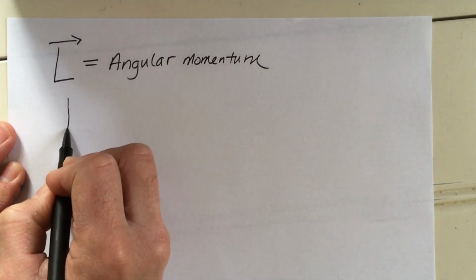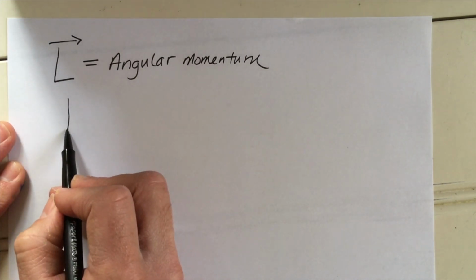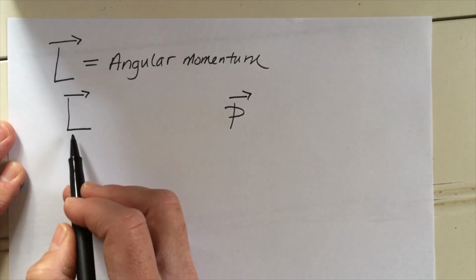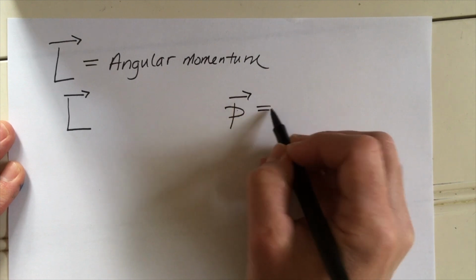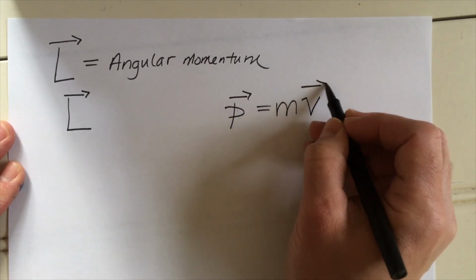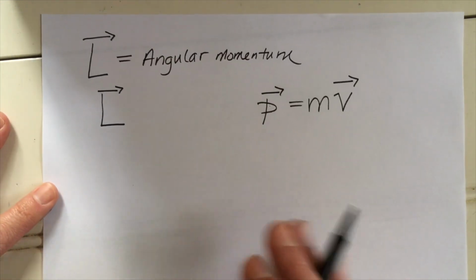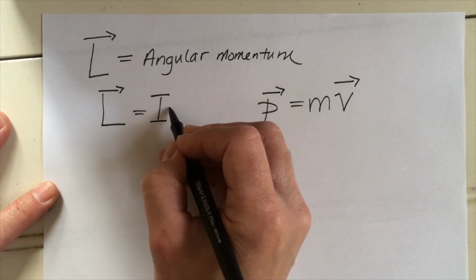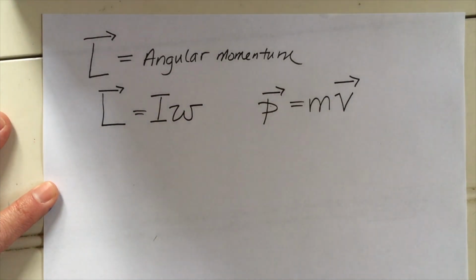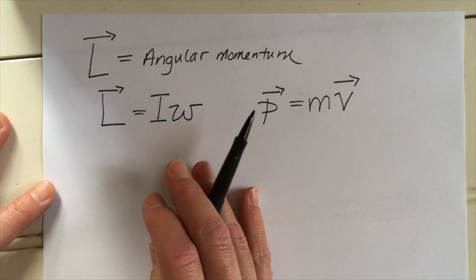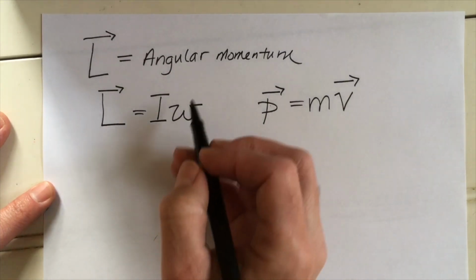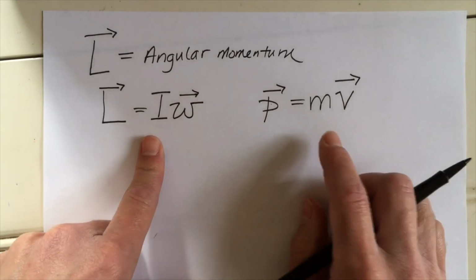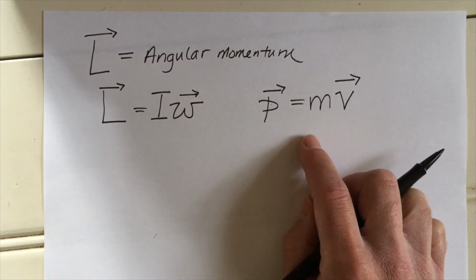And L, just like p, is a vector. If we remember p, and this is capital L, by the way, lowercase p is equal to m times v, right? And this was for regular momentum. For angular momentum, we have L is equal to I, capital I, times omega. And omega is a script w, and this is a vector. So you can see that the formula for angular momentum is similar to the formula for linear momentum.